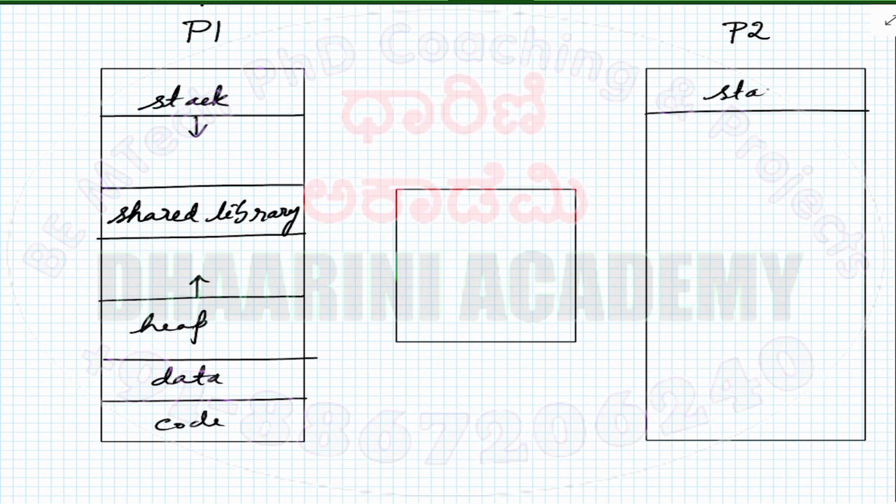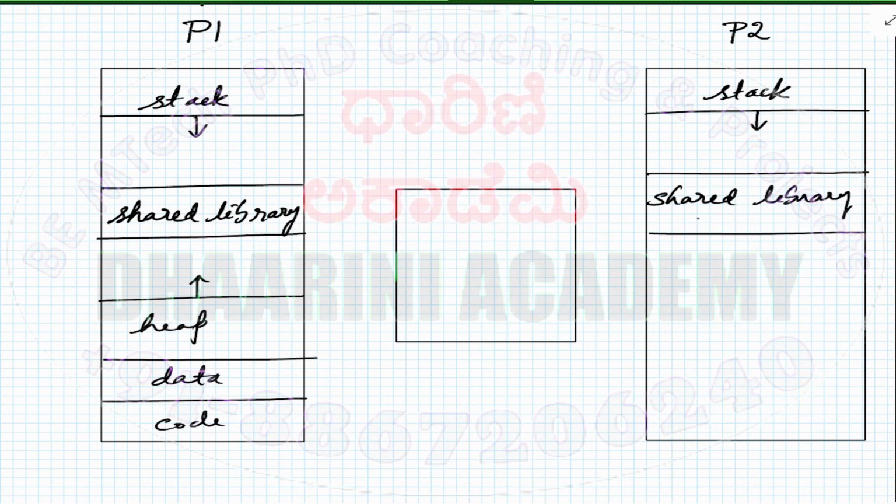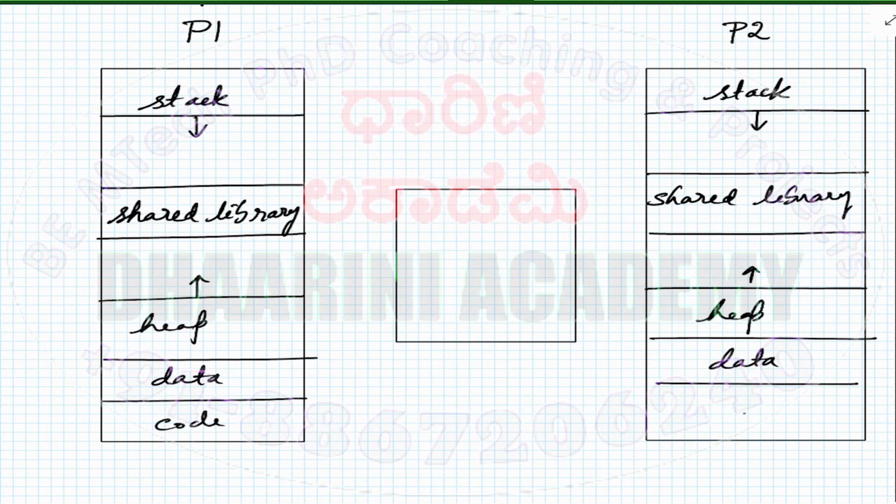There will be a stack associated with that which grows downwards. Somewhere at the center, I'm allocating the memory required for the shared library. It looks like the particular shared library is present inside its own address, but the address is virtual. Then there will be heap, there is data, and there is code.